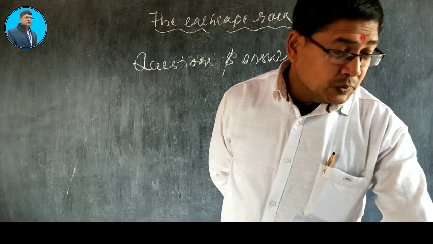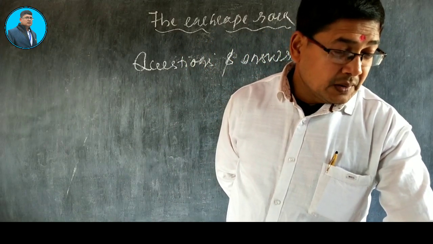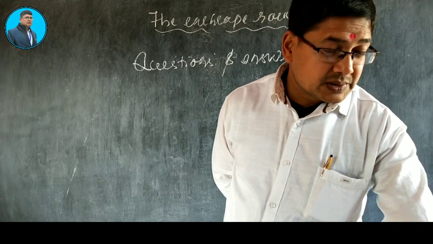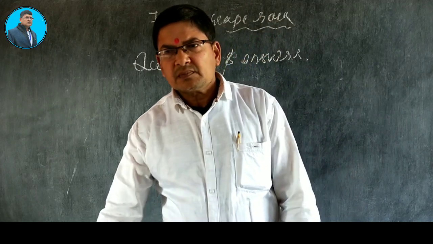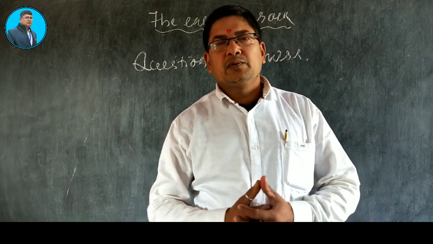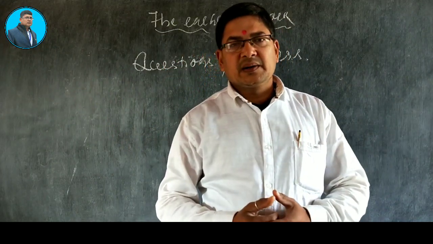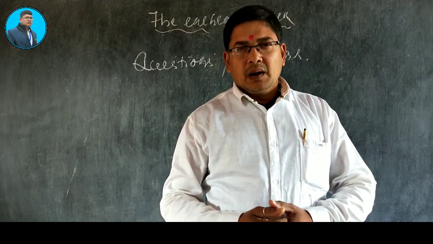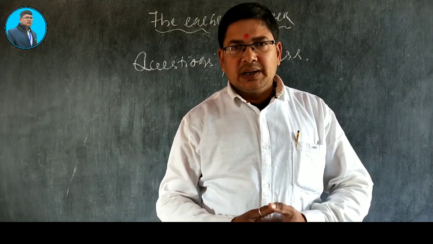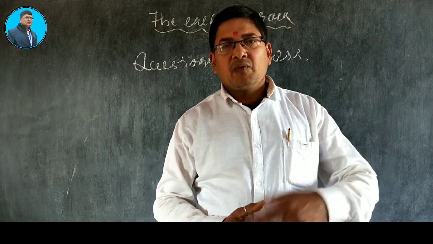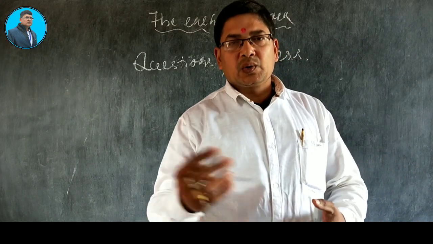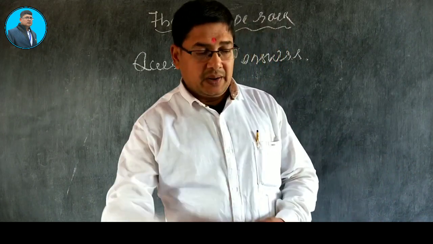Next. Why did the ship lose its way in the sea while it was heading towards Scotland? While the ship was heading towards Scotland, all of a sudden there was a dark, thick haze all around the sea, and the sailors were not able to see anything. That's why the ship lost its way.